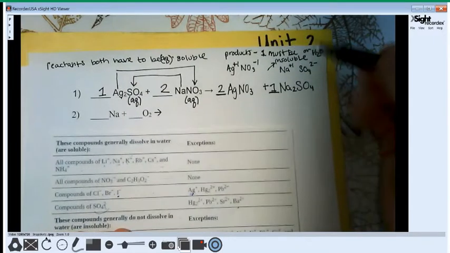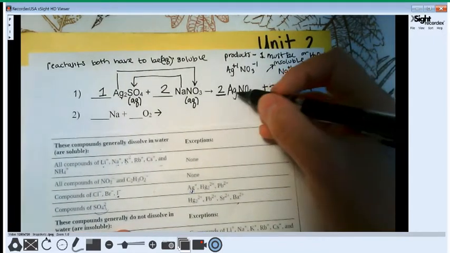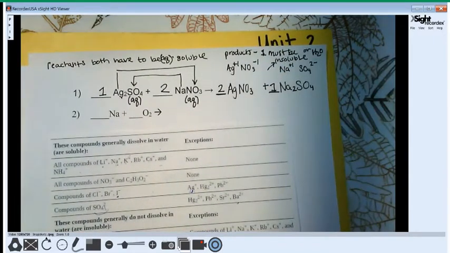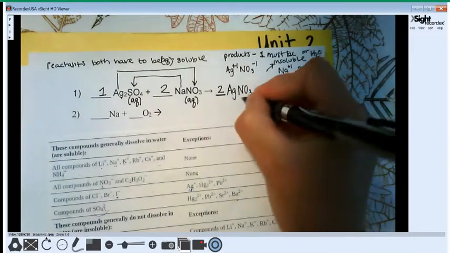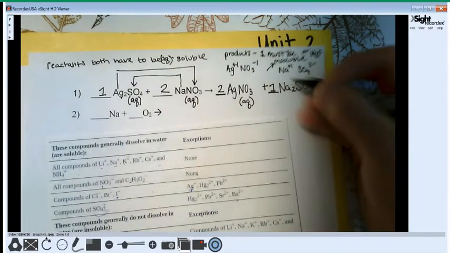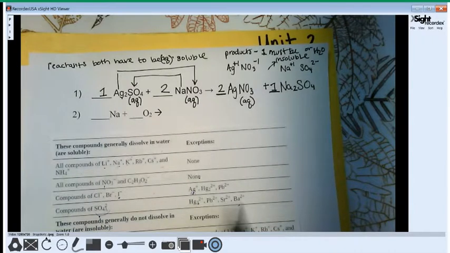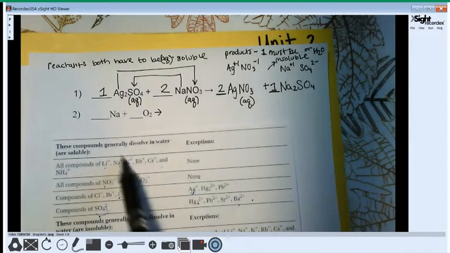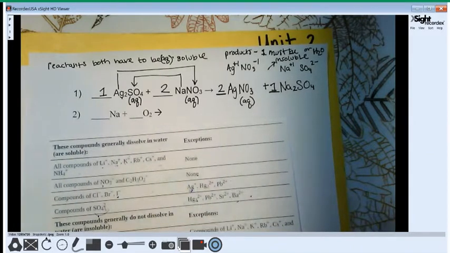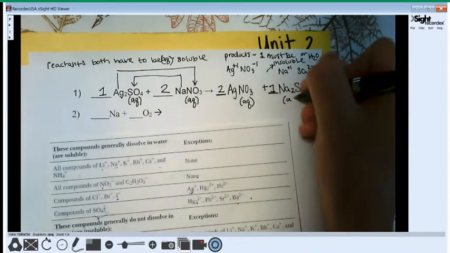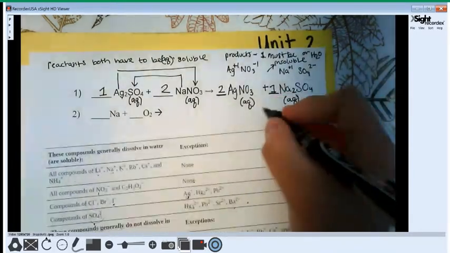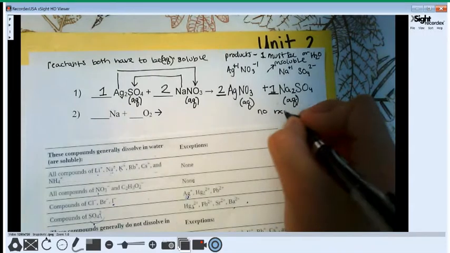So now we just have to look at our product side. We have silver nitrates. NO3 has no exceptions. This is going to be soluble, so it's going to be aqueous. And then Na2SO4, SO4 is also going to be soluble, and sodium is not an exception to that rule. And also you could look up here and say, okay, sodium is soluble, no exceptions. This one's also aqueous. So this reaction will not actually occur. This will be no reaction.